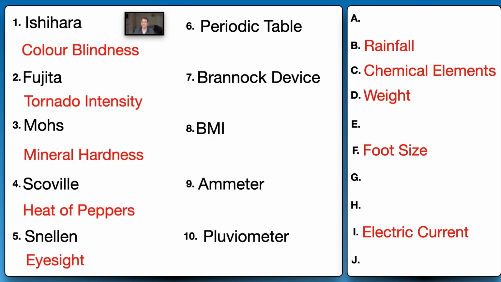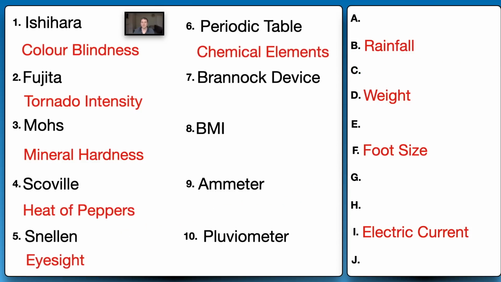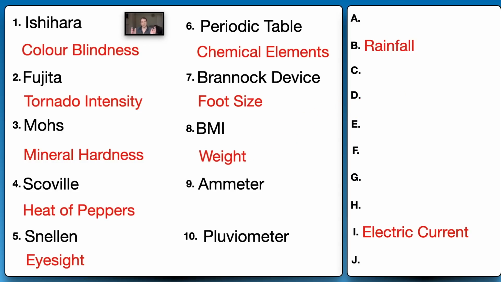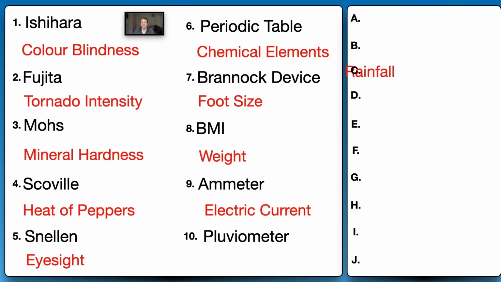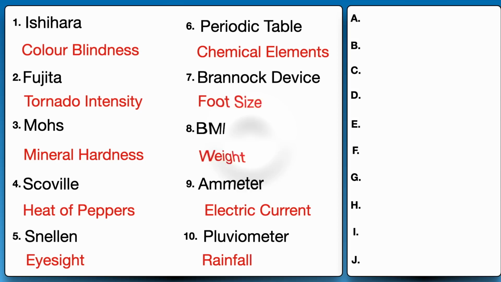Number 6, periodic table, I'm sure we all got this, is chemical elements. Number 7, the Brannock device measures foot size. Now, number 8, BMI is weight. I know it measures body mass, but I couldn't put body mass, that would be too easy. Number 9, ammeter is electric current. And the last one, number 10, pluviometer is rainfall. Very well done if you got most of those.